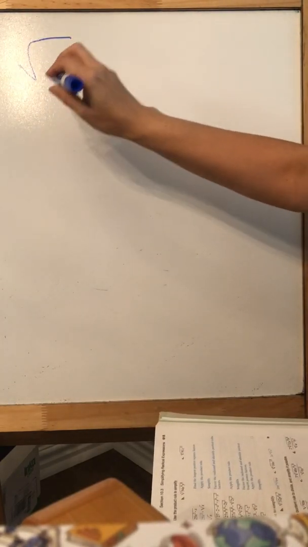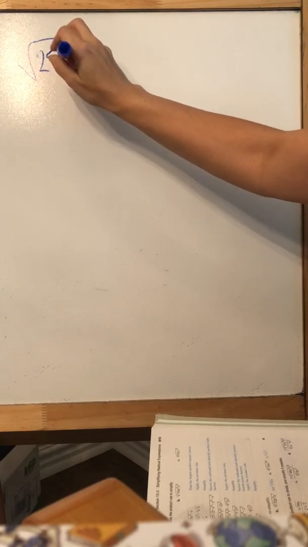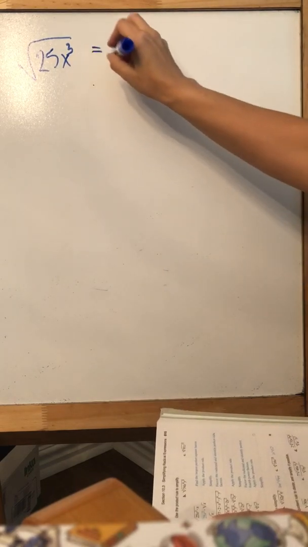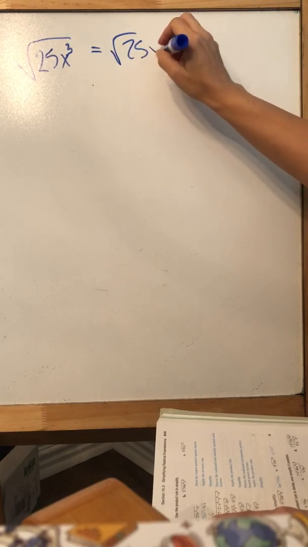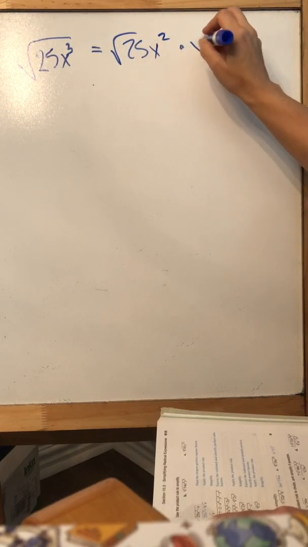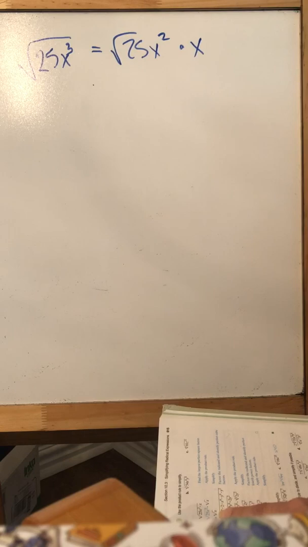All right, now we're on the top of page 615, example 4. Okay, A is square root of 25x to the third. Okay, so how do we simplify that? So we're going to break it up. Square root of 25 times x squared times x, okay?